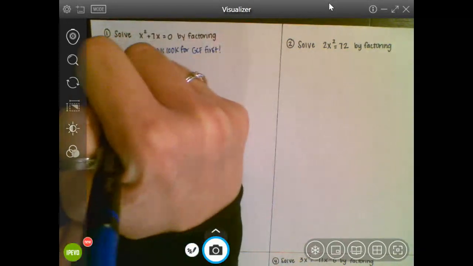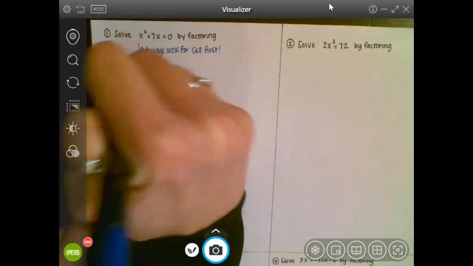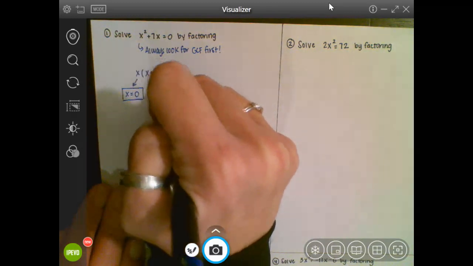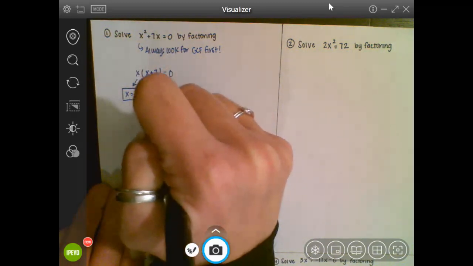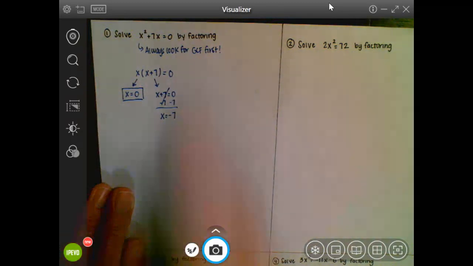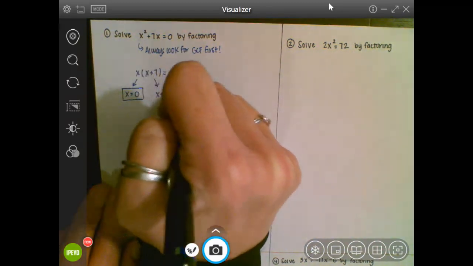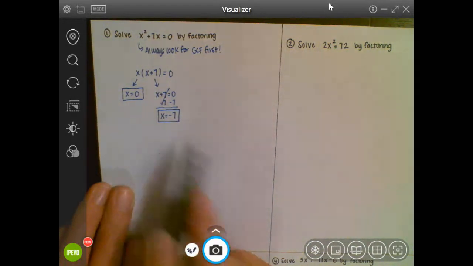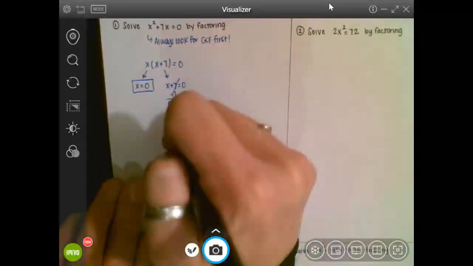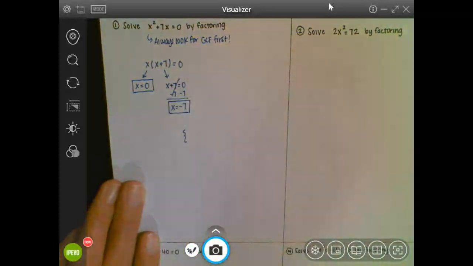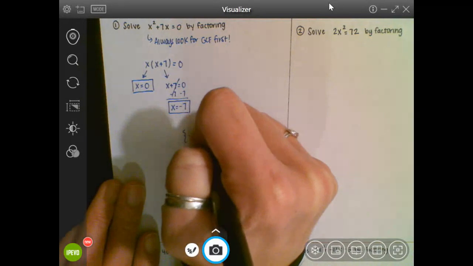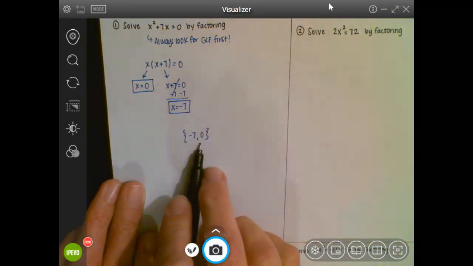In this case, I already know that this x is by itself, so I don't have to do any additional solving. But over here, I will want to subtract 7 from both sides of the equation to get an x value of negative 7. So my two solutions of this quadratic equation would be x is equal to 0 or x is equal to negative 7. Sometimes you might see the solution set written in a set of brackets. Usually when we do that, we list them in numerical order. So I'd put the negative 7 first and then comma the 0.